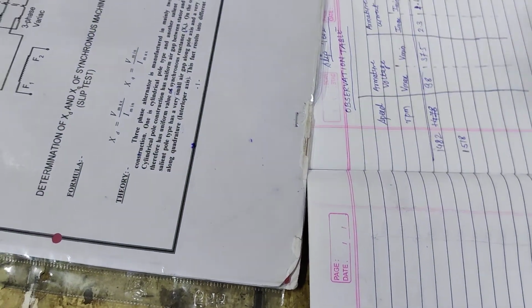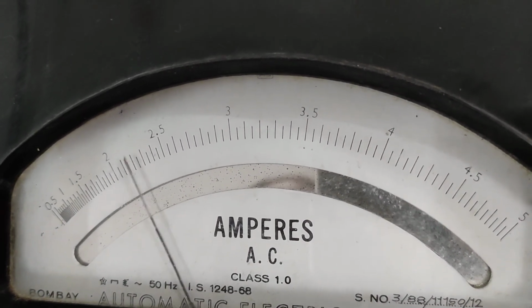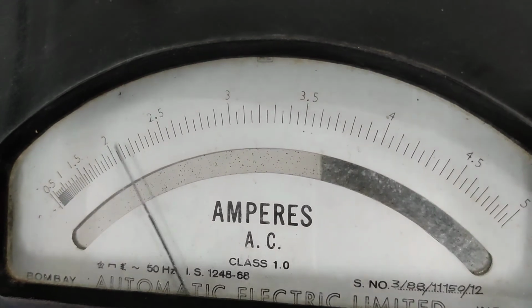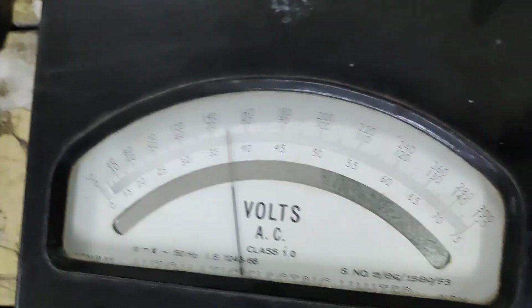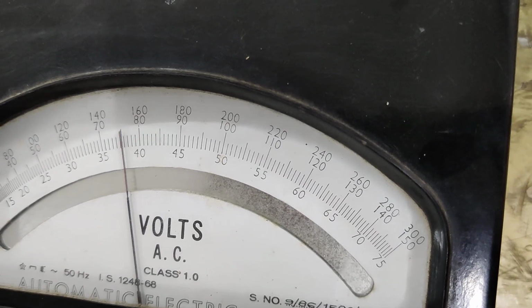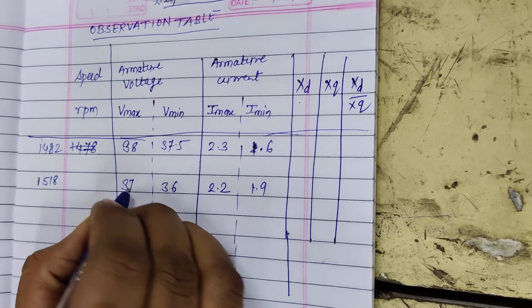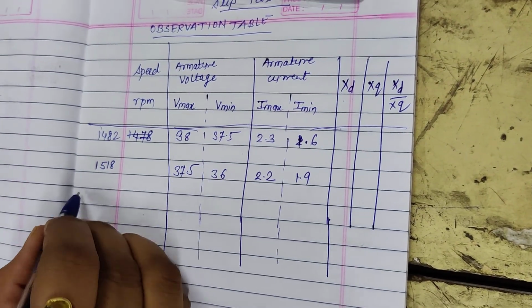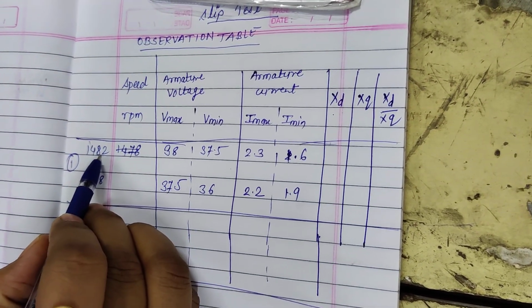1518, right? These are the recordings. Current is again 1.9 minimum and maximum it is 2.2. Voltage swing is very less. It is 36 and 37.5. This is one set. We'll take one more set with one speed less than synchronous speed and one with higher.